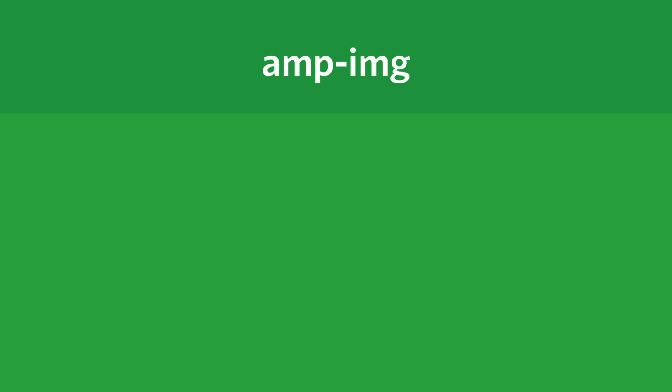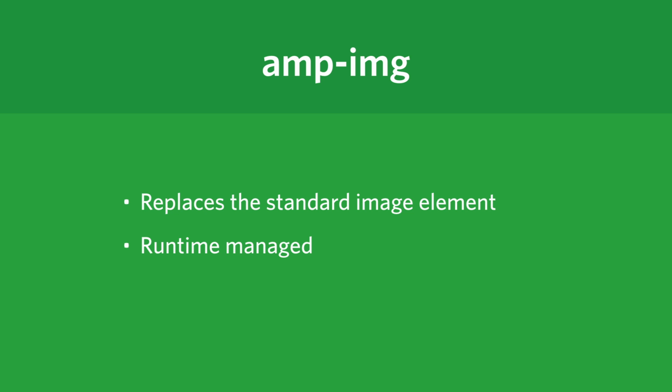The first one is AMP image. This replaces the standard image element, and AMP requires that you use this element instead of the standard image element. If you have images embedded in your content, this will require some work to implement. This element is what's called runtime managed, and that means that the AMP library parses it for its own uses at runtime, but still allows the browser to render the image normally as if it were a standard image element. The AMP image element requires the dimension properties, so AMP knows the dimensions of the image that it's fetching without having to fetch it to find that out.